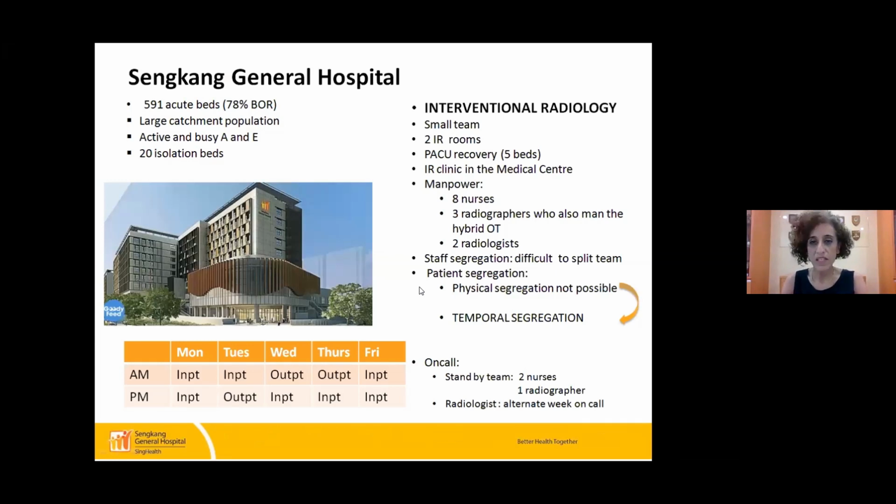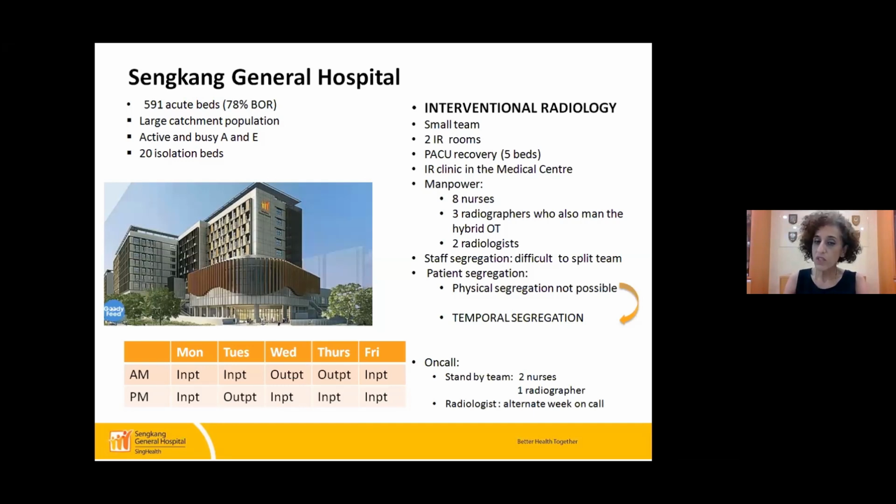We are a 590 acute bedded hospital with an 80% bed occupancy rate. We have a very active A&E, and we have about 20 isolation beds to take care of our infectious cases. Our IR service is basically a small team. We only have 2 rooms, not 7 and 9 rooms as in bigger university hospitals. We have a small recovery area, which consists of 5 beds, but we do have an IR clinic in the main clinic so that we can vet and take care of our outpatients.